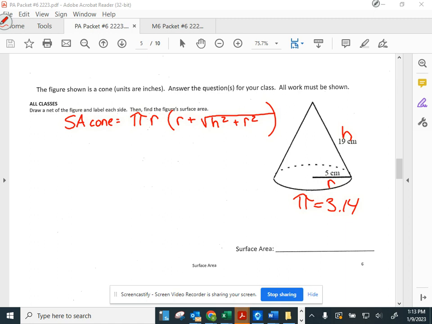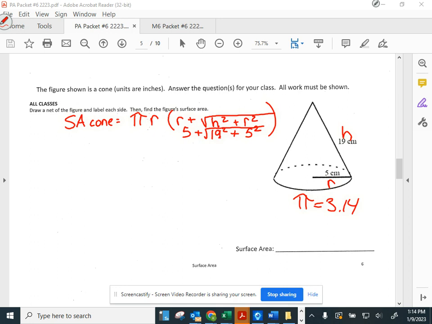Priya: Once you figure out all the stuff in the parentheses, do you times that by pi times r? Yes. So you do the parentheses first, order of operations, PEMDAS. I would do the h squared, so 19 squared plus 5 squared, and then I would take the square root of that, and I would add it to my radius of 5. So I would take that answer, and I would multiply that by the radius by pi. Okay, so you want to do the square root first, radicals first, PEMDAS. Your squares and then your radical, then add it to 5, and then multiply by that.